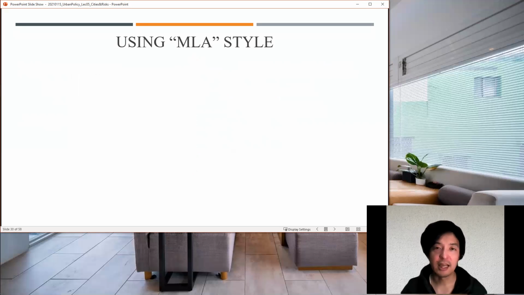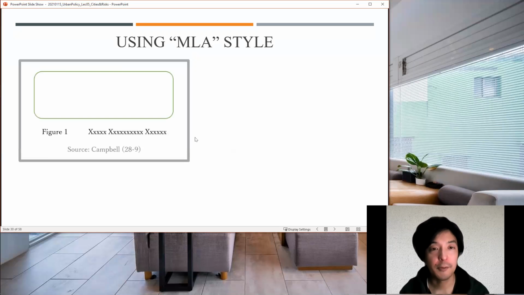As I explained in the first lecture, we will be using MLA style, Modern Language Association style. This is one of the most general and common styles of writing research papers. So we want to use this style. Okay, look at this image.